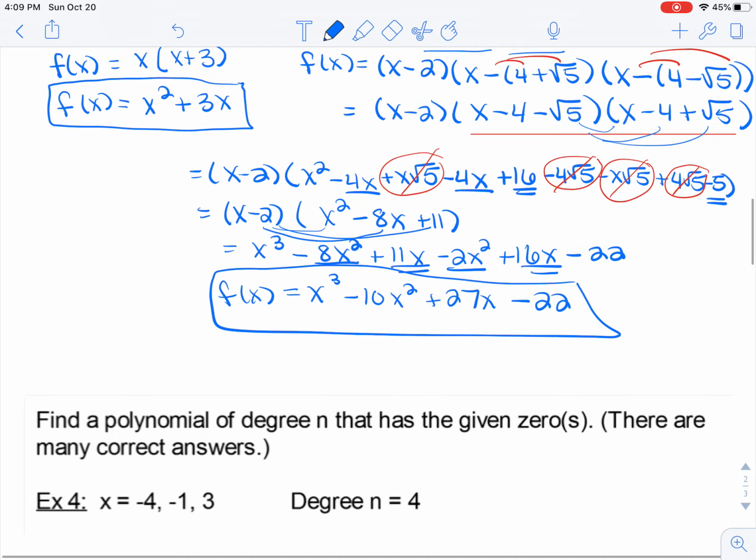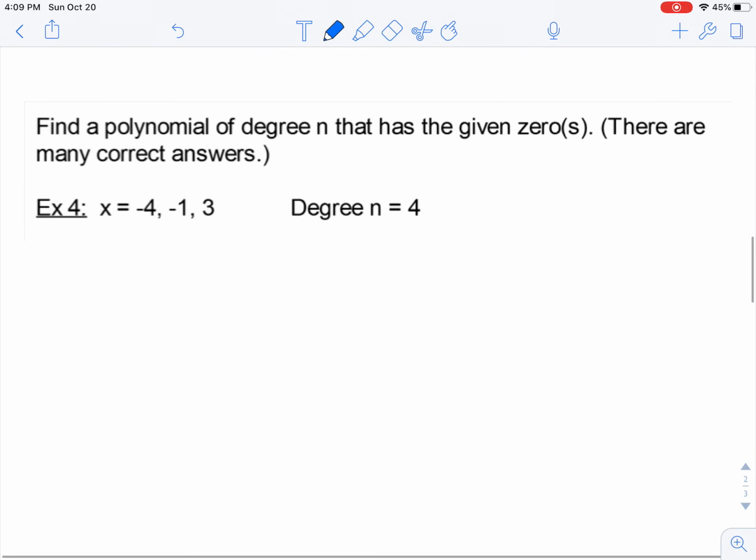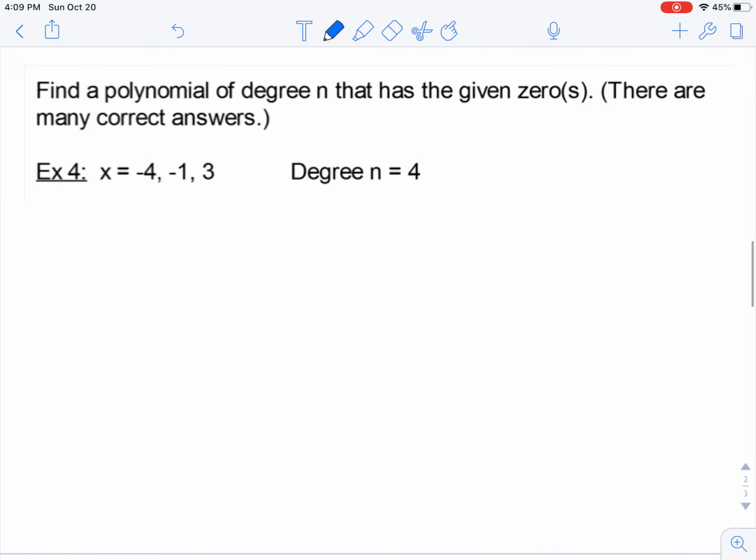Okay. All right, there's one last one. Find a polynomial of degree 4 that has the given zeros. There are many correct answers again on this. So if you notice, they only gave us 3, but they said the degree needs to be 4. So that means, let's get started and say, well, if it was negative 4, that means in the factored form it would be x plus 4. Negative 1 would be x plus 1. And then 3 would be x minus 3.